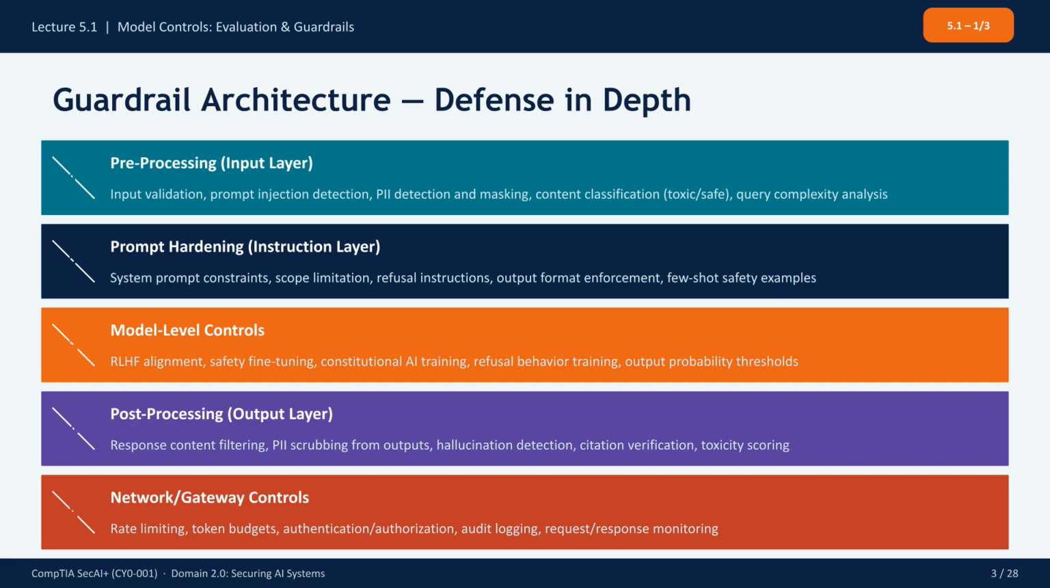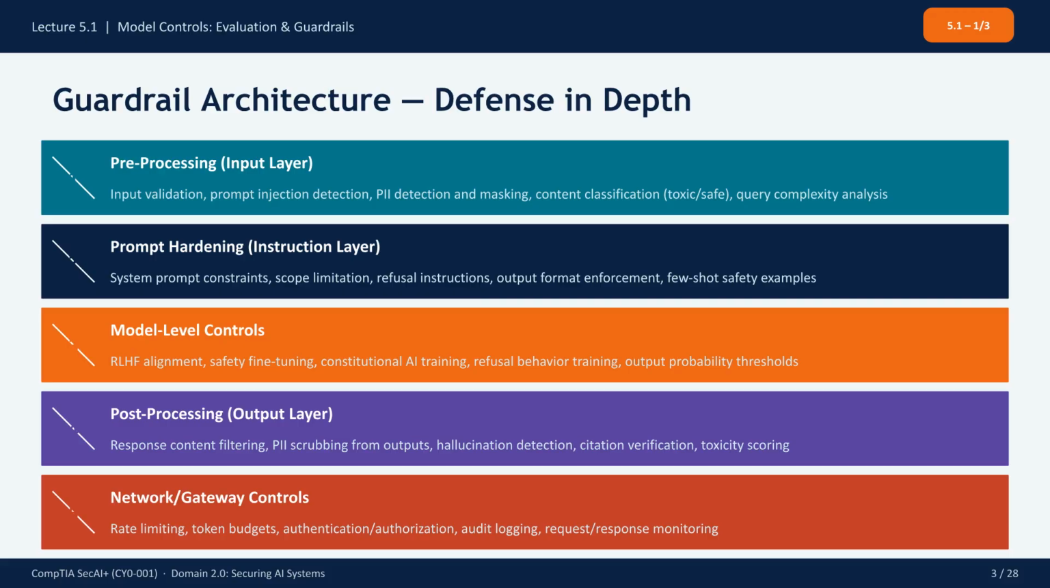Layer 1 is the pre-processing or input layer. This is where incoming user queries are analyzed before they ever reach the model. Input validation checks for malformed requests. Prompt injection detection scans for known attack patterns. PII detection identifies and masks personal information before it enters the model context. Content classification labels inputs as toxic or safe. And query complexity analysis flags unusually long or complex inputs that might be attempting context window attacks.